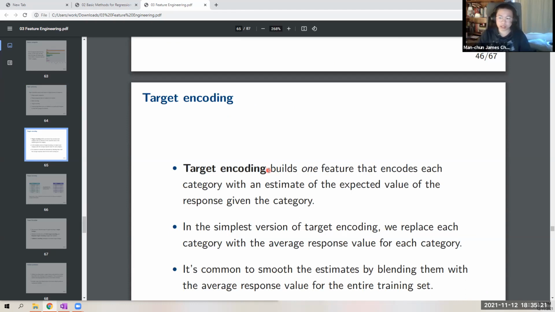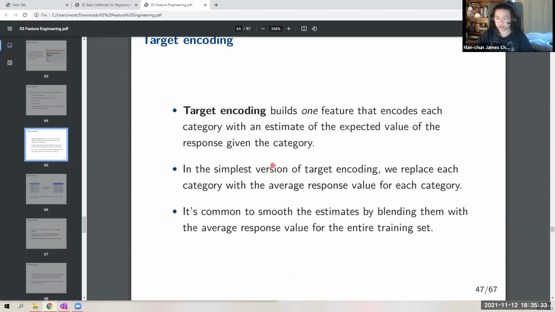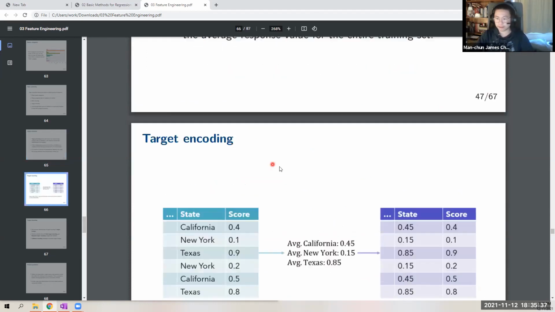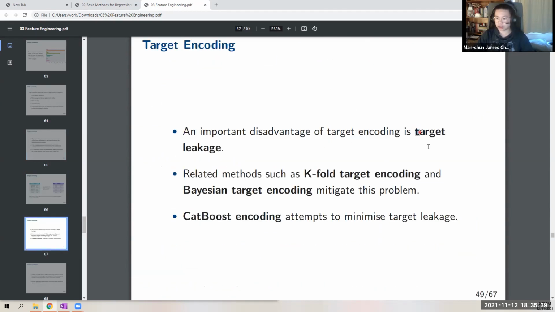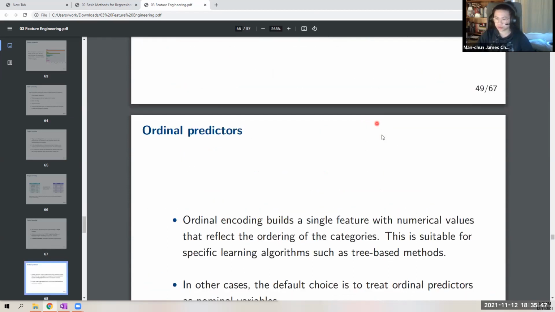What's good about target encoding is that you can reduce the dimensions, right? If you have a lot of categories, target encoding reduces the number of dimensions. You're not using as many dimensions. But the issue with target encoding is that you can have target leakage, right? Information from the Y variable can now leak into your data set.